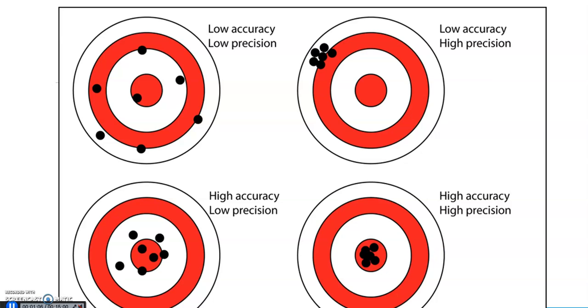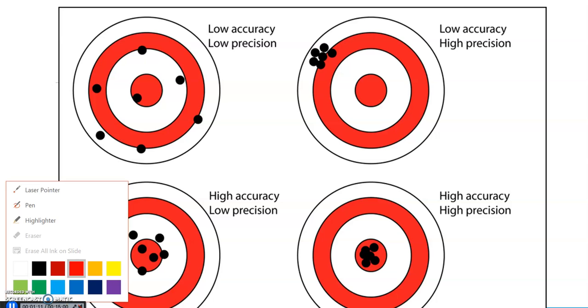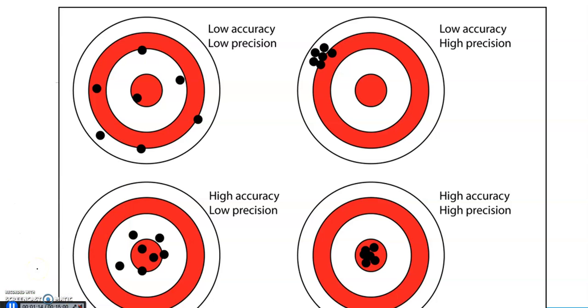A really common way to look at the accuracy and precision of a set of data is using a target. Let's say we're shooting arrows at a target, and the goal is to get a bullseye in the center. That would be our known value. So target number 1, we have low accuracy because our arrows are not near the bullseye, the goal, and we have low precision. Those dots are not close to one another.